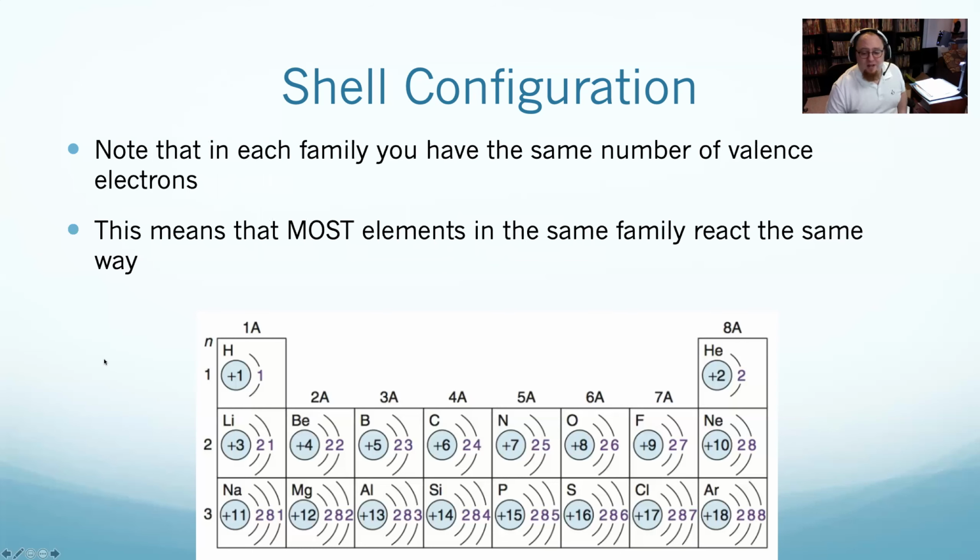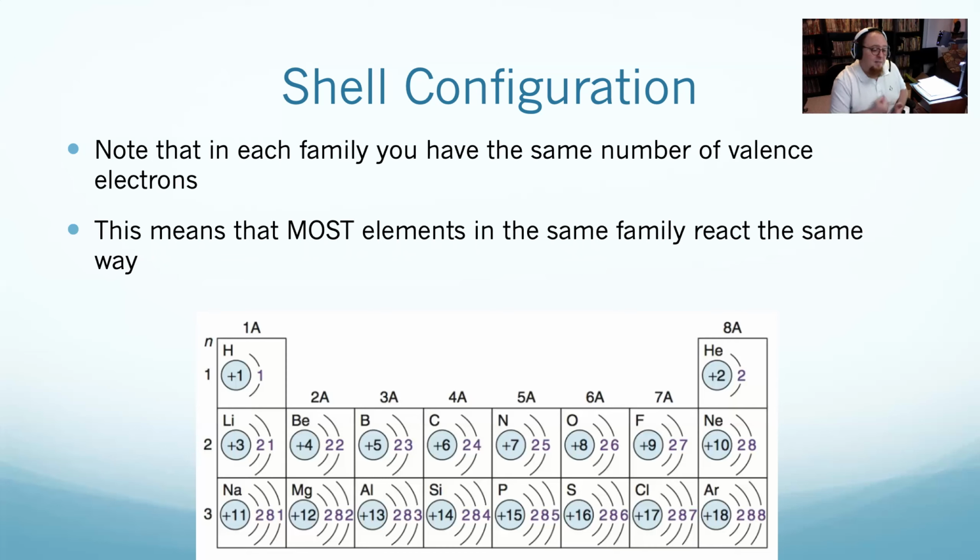Once again, in a given family, everyone has the same valence electrons. In family 1A, hydrogen has 1, lithium has 1, sodium has 1. In family 2A, beryllium has 2, magnesium has 2. And in fact, if I continue down, it would also be calcium has 2, and strontium has 2. This is why things in the same family react the same. It's because they all have the same number of valence electrons.